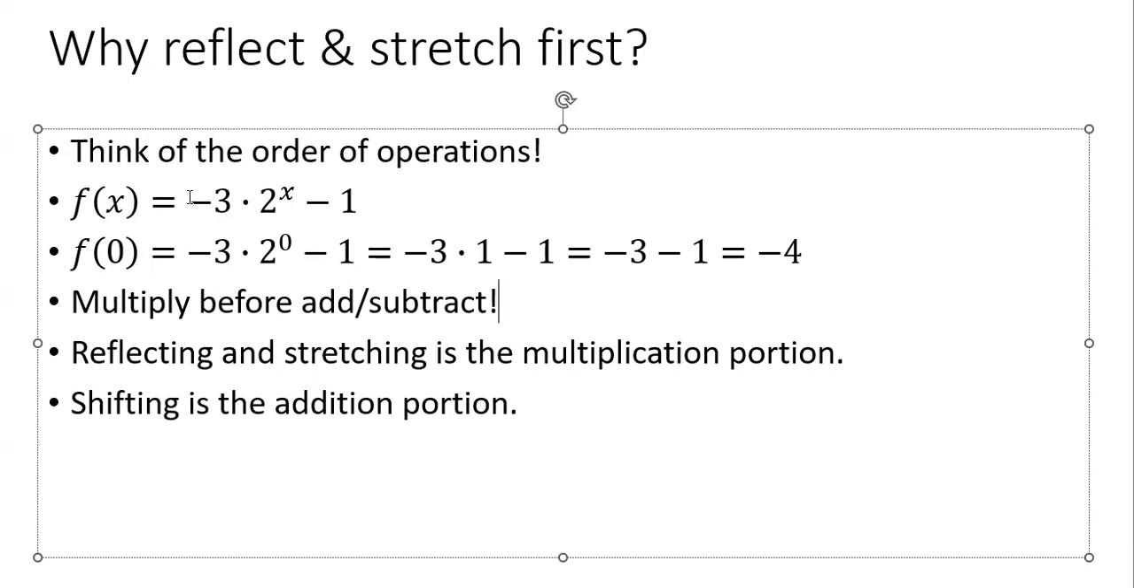I'm going to take this function, minus 3 times 2 to the x minus 1, and I'm going to go through all possible combinations of orders. So this is a total of 6.